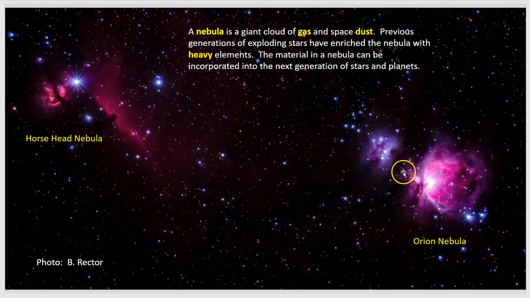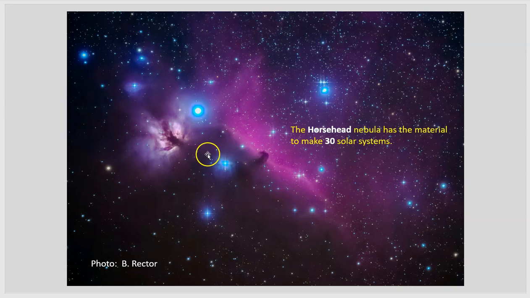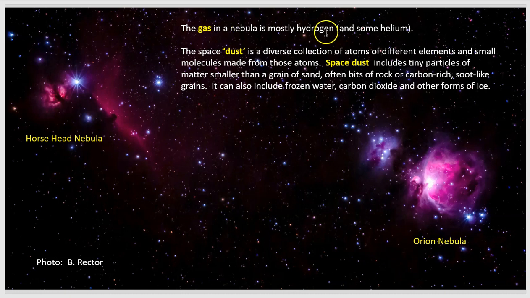So most of the gas is going to be hydrogen, and the dust is referring to these heavy elements that make up lots of the material things that we're familiar with on Earth. In fact, the Horsehead Nebula is thought to have enough material to make 30 suns, 30 stars, and rocky planets. So the gas in the nebula is mostly hydrogen and, of course, some helium. The space dust is the diverse collection of atoms of different elements and small molecules made from those atoms.